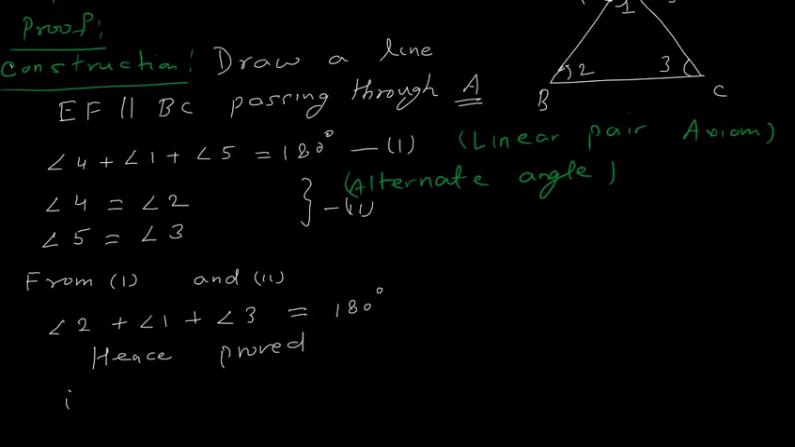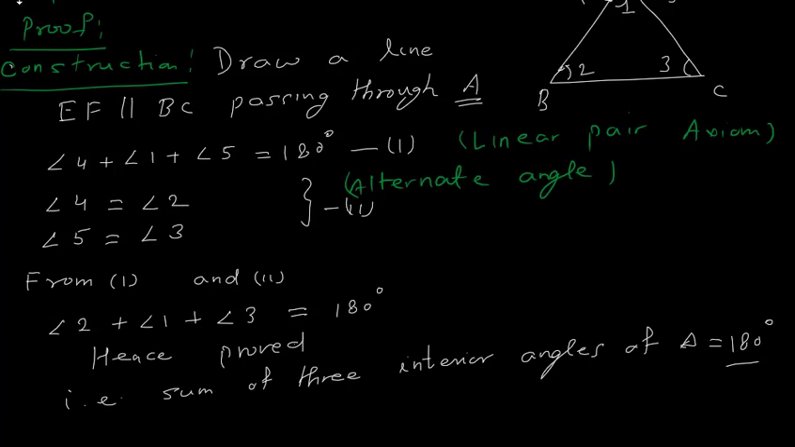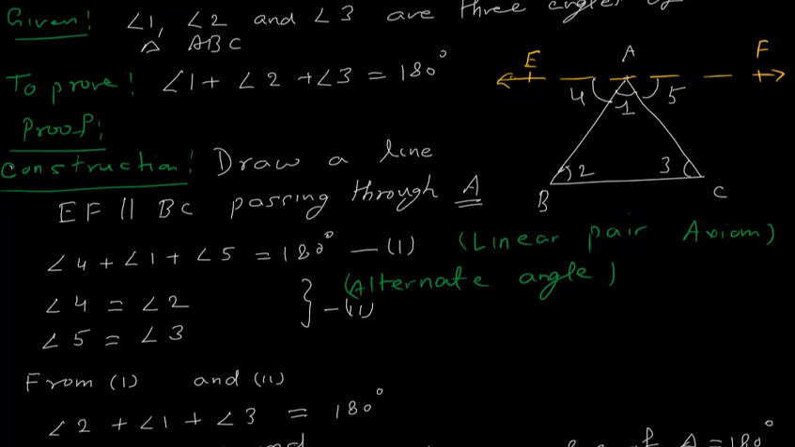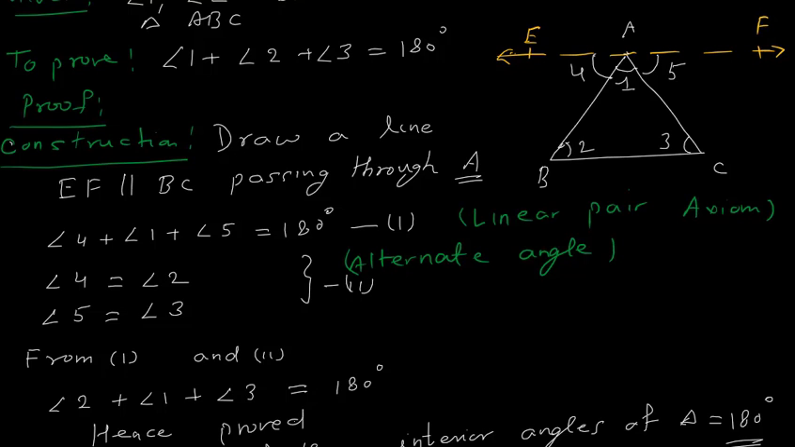That is, the sum of three angles. I will say that the sum of three interior angles of a triangle is equal to 180 degrees. Right. So next time, as you have proved here, you can use this property that the sum of three angles of a triangle is 180 degrees.